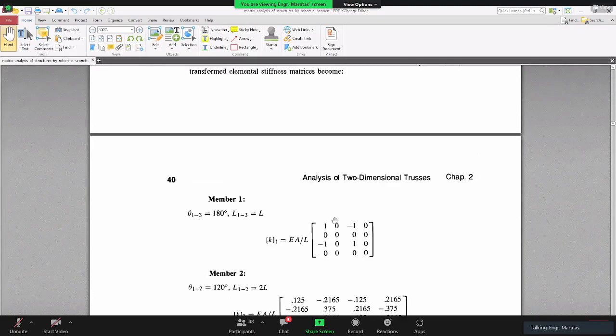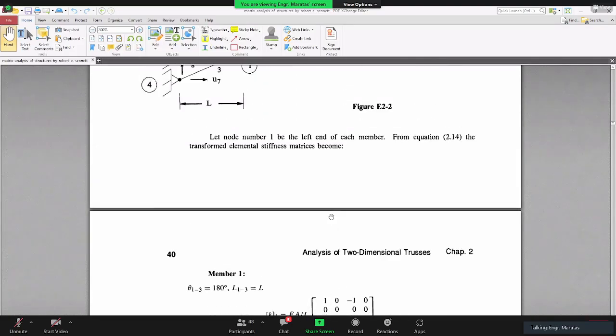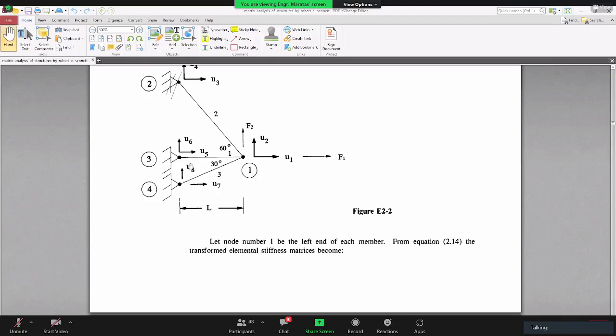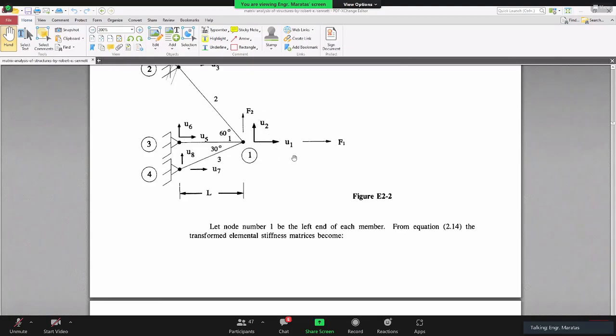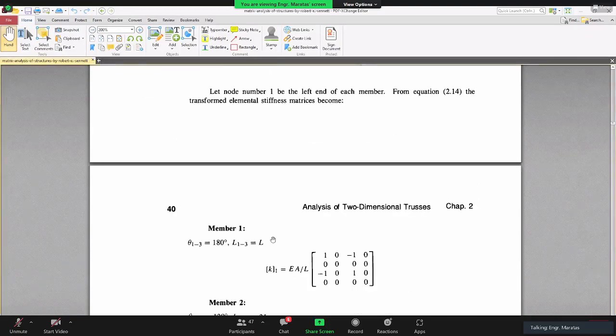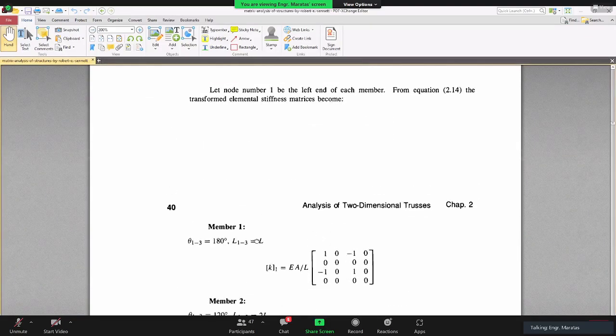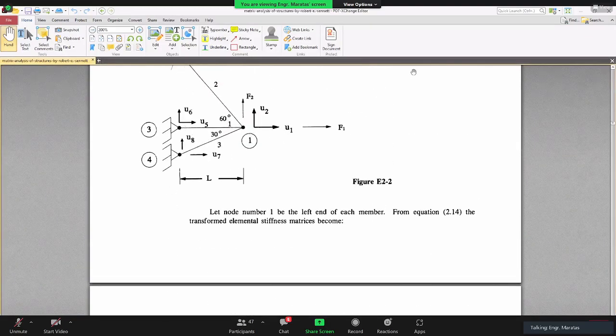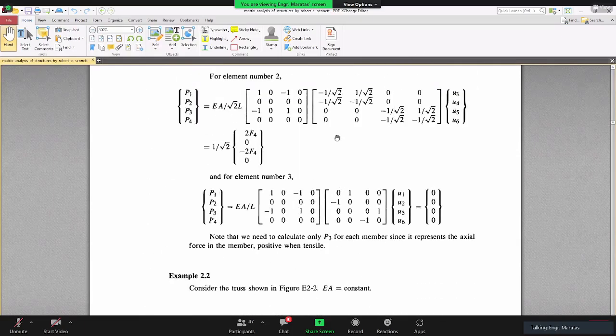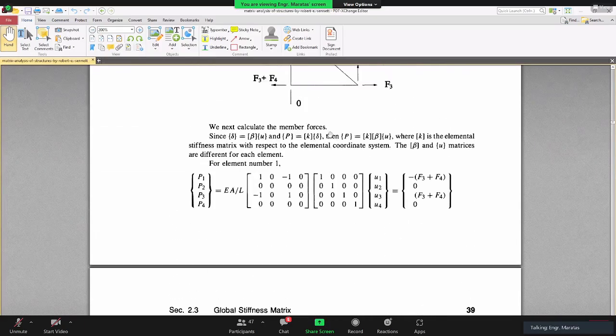So let's start with member 1. Member 1 has markers 1, 2, 5 and 6. Now its angle, by the way, is very important. That's its theta.